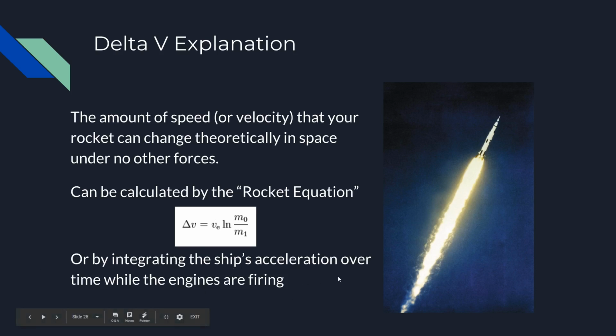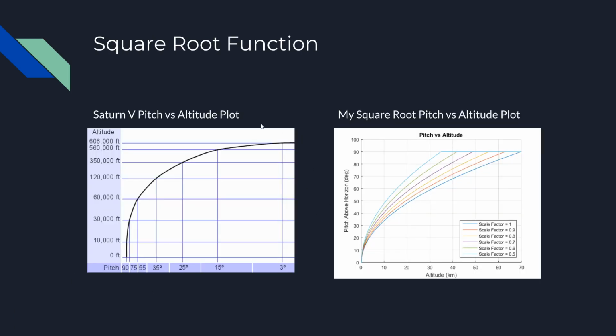I use this method because as you're going through the atmosphere, the ISP of the engines is changing. That's the specific impulse, which is a factor that goes into this exit velocity value. So if it's changing, it's not a constant value that I can just calculate, so you have to be constantly integrating over time. Next we're going to go into the square root function and how I developed it.